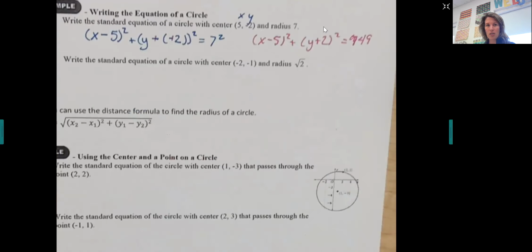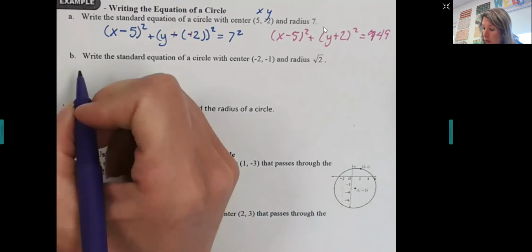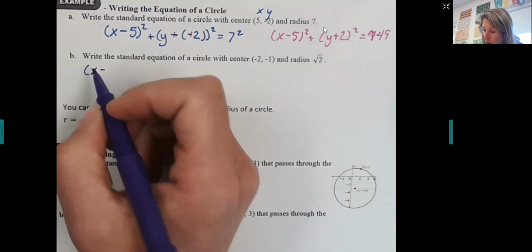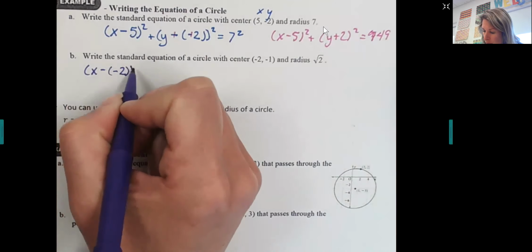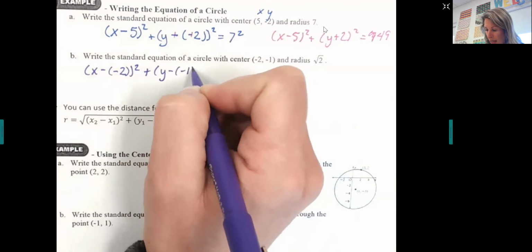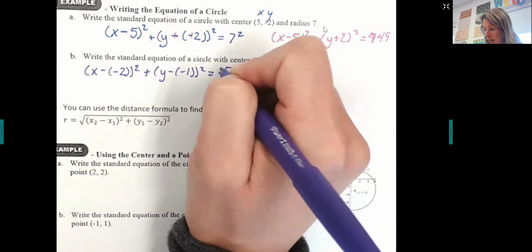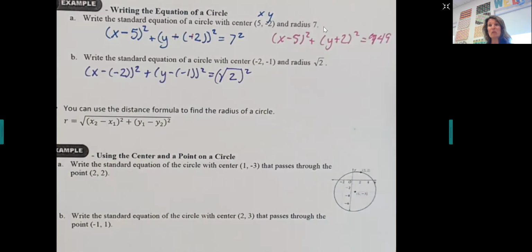Let's look at our next one. It still is just giving me the center of the circle and giving me the radius. So I'm going to take my x value minus whatever my x is, plus y minus whatever y is, equal to whatever my radius is squared. That looks disastrous. I promise you, still not that bad though.